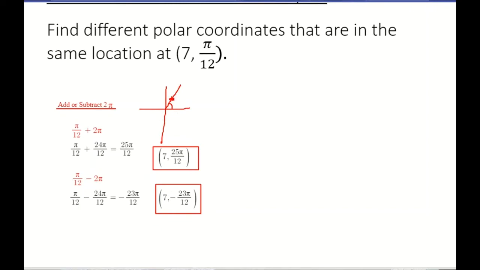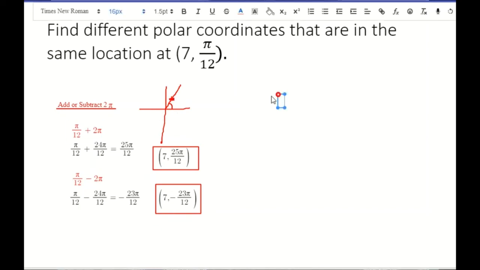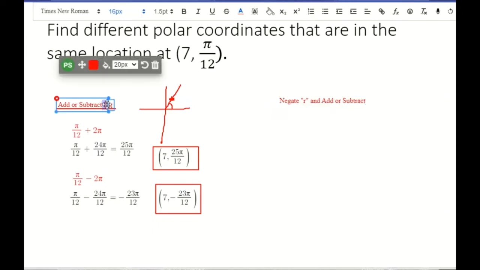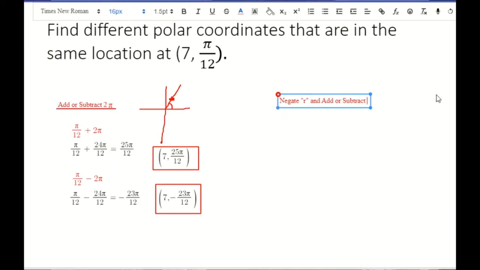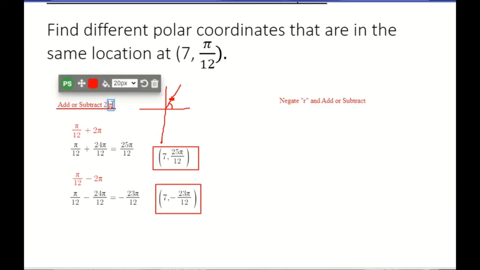So the second technique we can use besides just adding or subtracting 2 pi is we can negate r, meaning flip the sign of r. If it's positive, we can change it to negative or vice versa. But along with that, we need to either add or subtract, not 2 pi, I'm sorry, just pi.